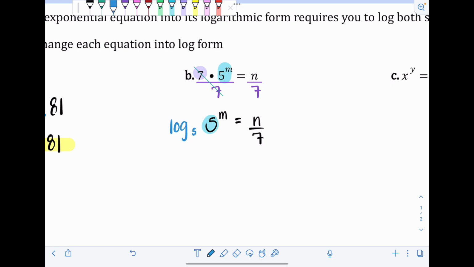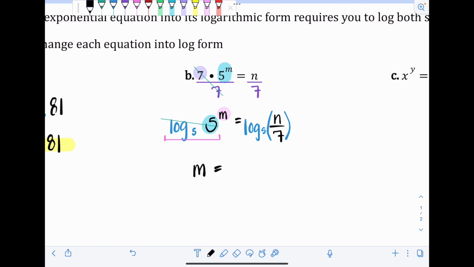So we'll do log base 5 of 5 to the m. And then also, sorry I keep moving this over on you guys, but we're going to log base 5 over here of n over 7. So I'm going to put the n over 7 in parentheses. Usually when you have multiple parts, you want to include the parentheses just so it's clear that you're taking the log of the whole thing. And then the log with the base of 5 and the exponential with the base of 5, those cancel each other out. So we're left with just the exponent from the exponential, which is m.